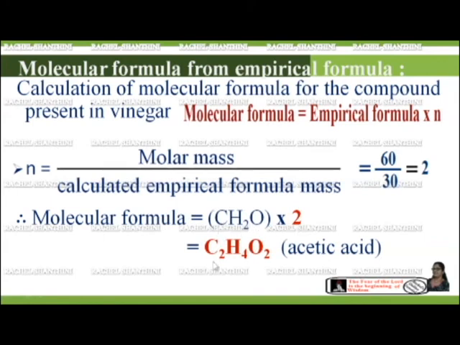2 into 1 carbon, C2. 2 into 2 hydrogen, H4. 2 into 1 oxygen, O2. So the molecular formula for this compound is C2H4O2, which is acetic acid.